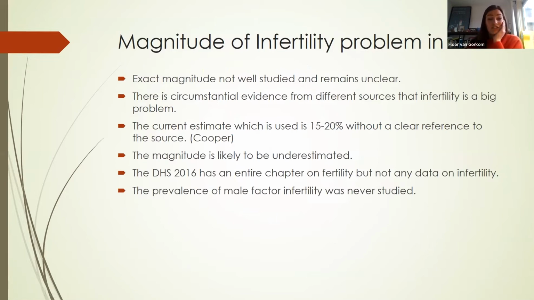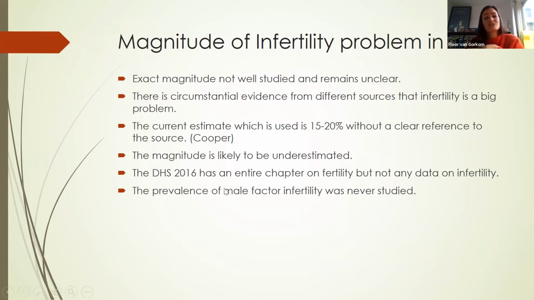To look at initially the magnitude of infertility, that is something that is a bit difficult to really find out. The exact magnitude on its own was never studied in South Africa. And there is circumstantial evidence from different small-scale studies that it is a big problem. And the government and most papers use an estimate which is mentioned to be 15 to 20%. However, there's not a very clear reference to the source.